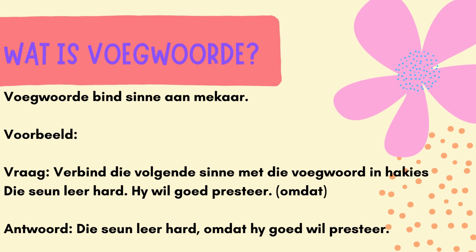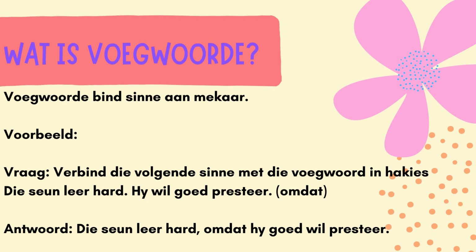Two sentences will then be given to you. Die seun leer hard, the boy studies hard, hy wil goed presteer. He wants to achieve good marks. And in brackets, the conjunction will be given: omdat, because. You have to now join these two sentences using the conjunction in brackets. Kom ons kyk na die antwoord. Die seun leer hard omdat hy goed wil presteer.